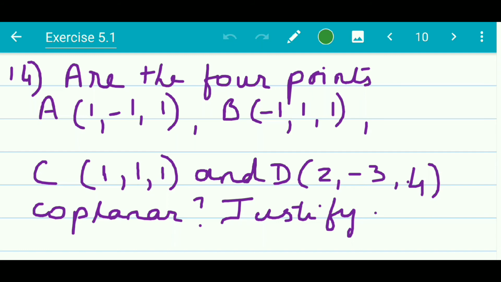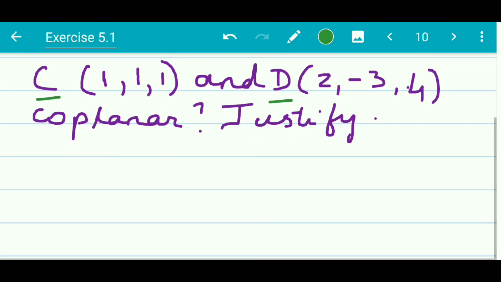The next sum, the 14th sum. Here they have given us 4 points A, B, C and D, and they have told us to find out whether these 4 points are coplanar, that is whether they lie in the same plane or not, and also to justify. So let us see how to do this. Now from A, B, C and D, we can form the position vectors A bar, B bar, C bar and D bar. That much I am leaving it to you to write in the notebook. Write that the position vectors of A, B, C and D are A bar, B bar, C bar and D bar, and write their values.